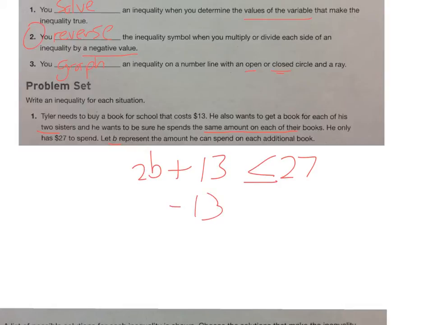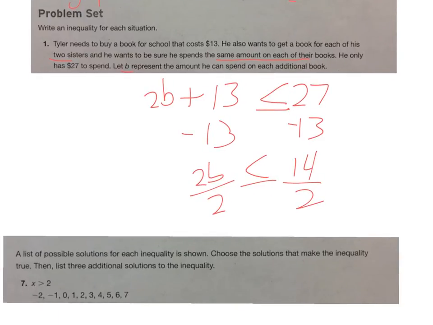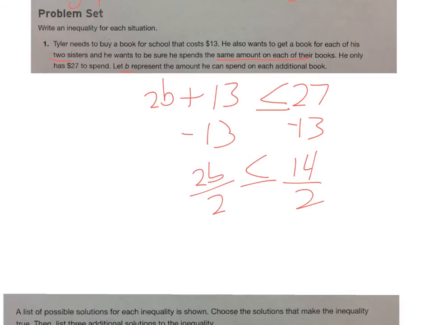Minus 13, and you end up with 2b is less than or equal to 27 minus 13, which is 14. 2b is less than or equal to 14. We then divide by 2. This is a positive number, so we're okay. We divide by 2. We do not need to switch the inequality. So we end up with b is less than or equal to 7, or 14 divided by 2.